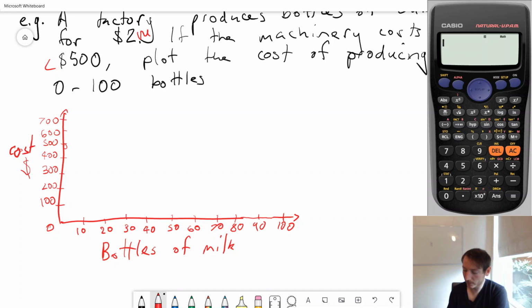Now we know, before we even produce a single bottle, we're on 0, which is on the line, not in front of the line. Make sure you're doing on the line.